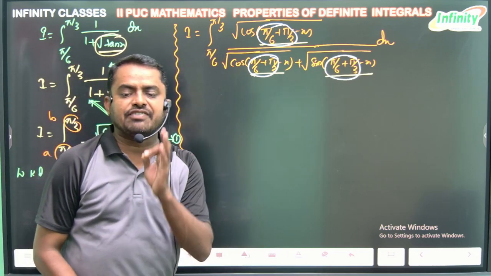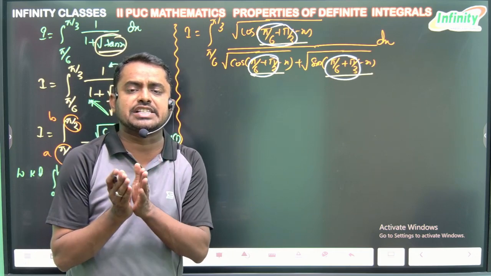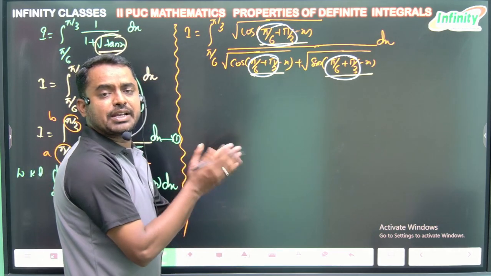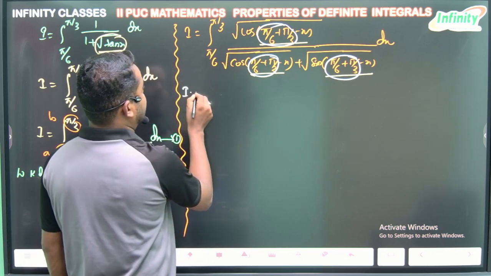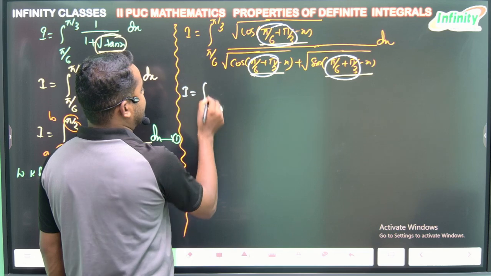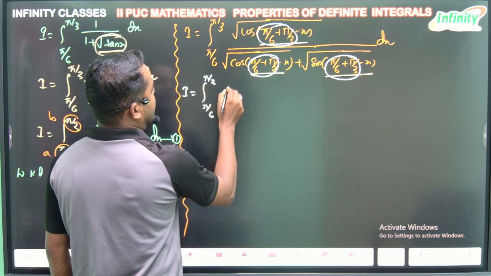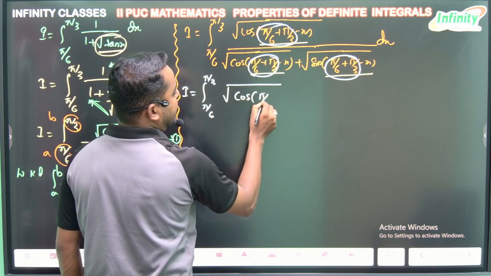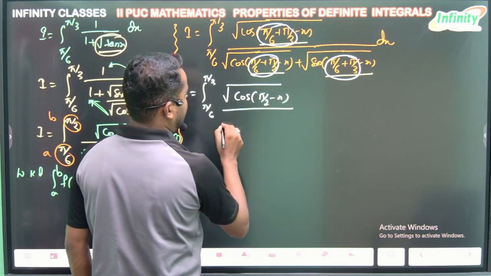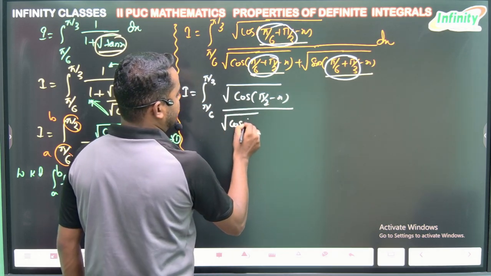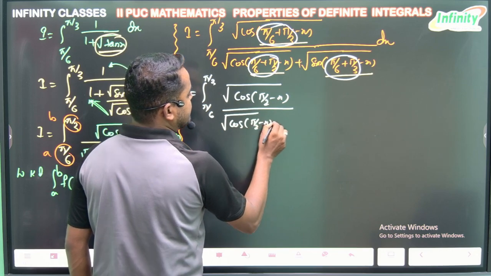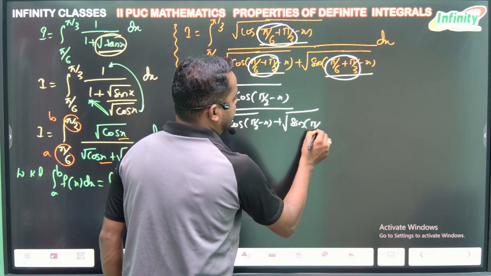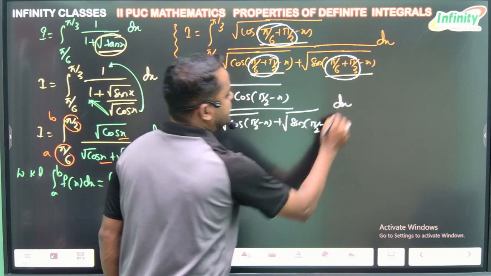On simplifying 5π/6 plus 5π/3, after taking LCM and cross multiplying, you will get 5π/2. No need to calculate by taking LCM and cross multiply here. Then I is equal to the integration from 5π/6 to 5π/3 of root cos(5π/2 minus x) divided by root cos(5π/2 minus x) plus root sin(5π/2 minus x) dx.